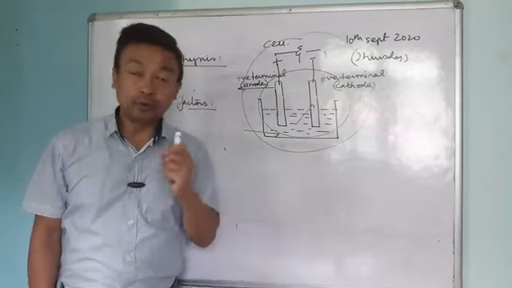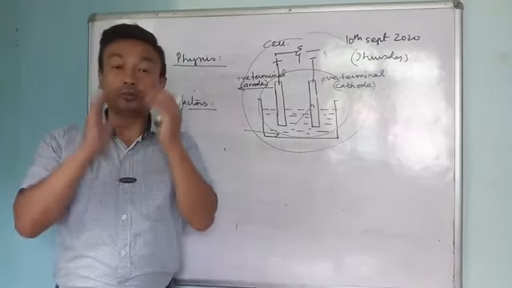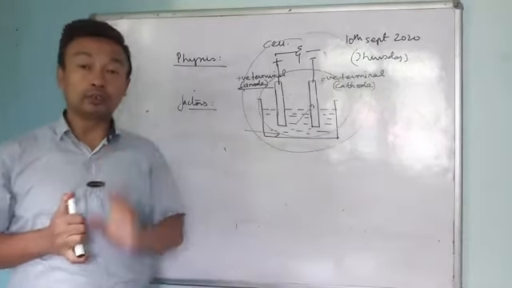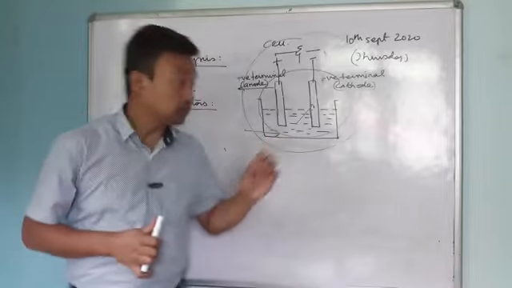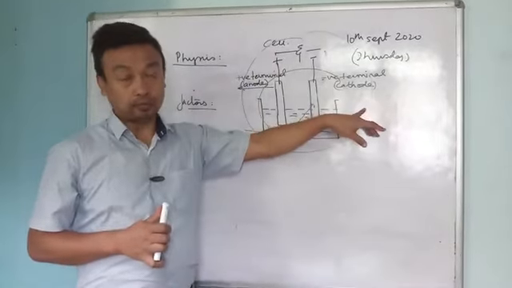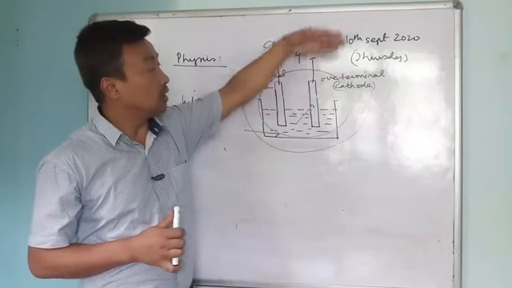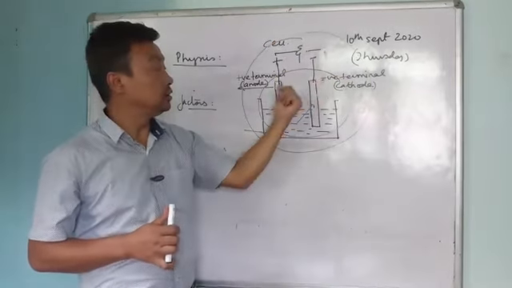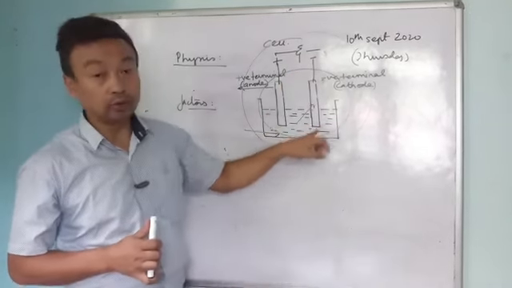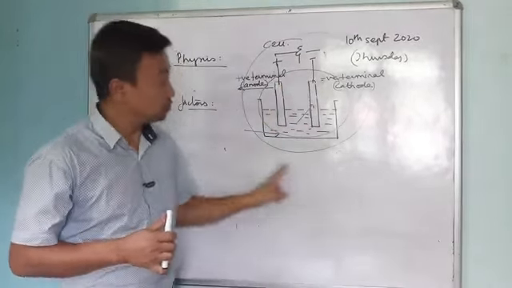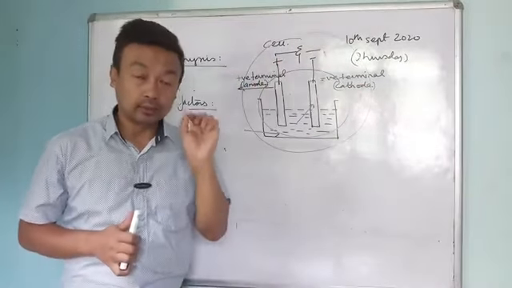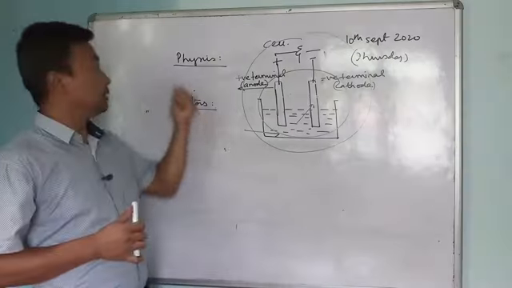The key point here in the EMF is that it is the potential difference. EMF is nothing but the potential difference in the complete circuit of a cell. That means it is outside the cell, which is in the terminals, and inside the cell, which is in the electrolyte. So the complete total potential difference of a cell is known as the EMF.